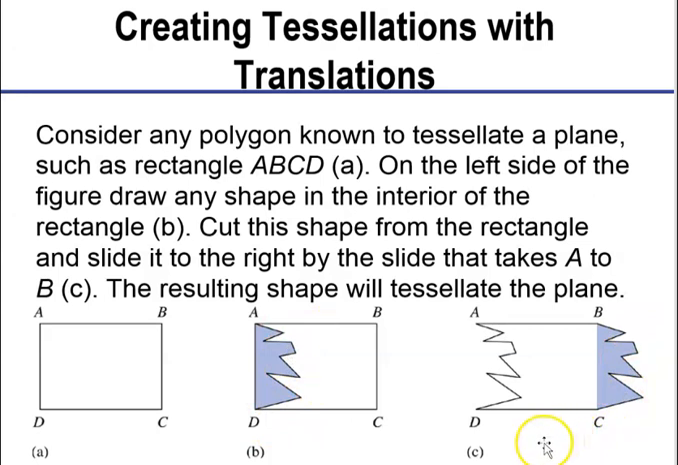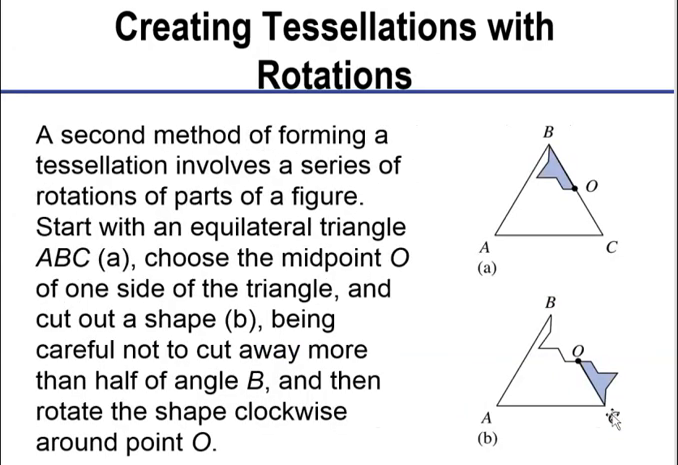The resulting shape will tessellate the plane. So this will fill the plane, this piece over and over and over again. Notice when you do another one, this piece will fit right on top of this piece, just like puzzle pieces. That's not the only way you can do it, too.